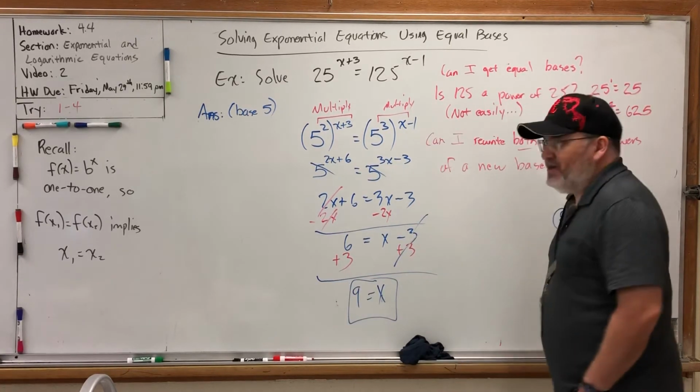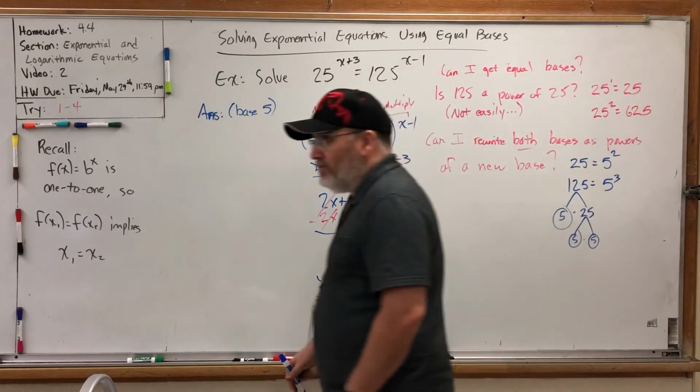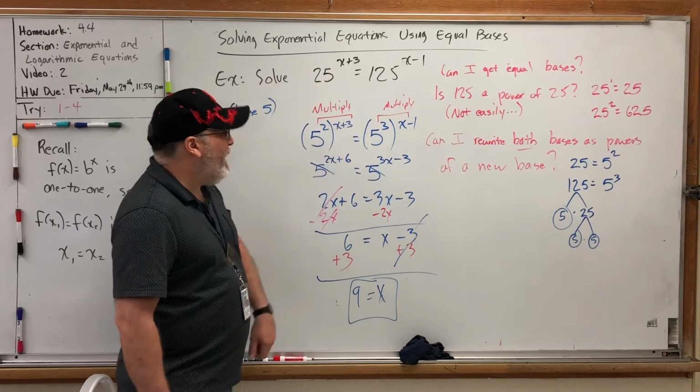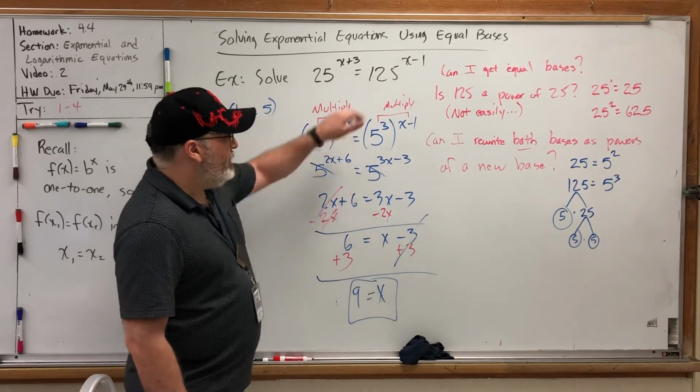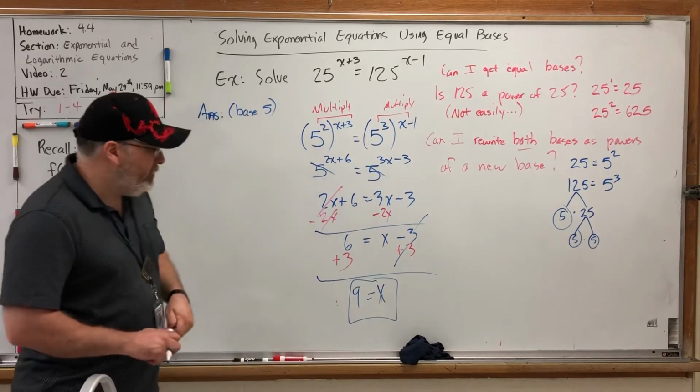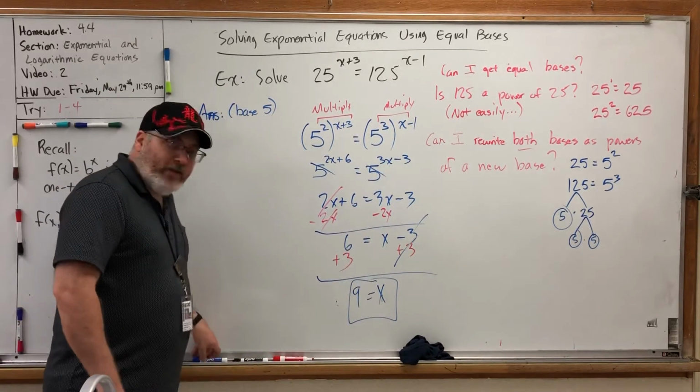You could actually check it by going back to the original, but I would have a calculator handy. The claim is 25 to the 12th power, that's 9 plus 3, equals 125 to the 8th power, that's 9 minus 1. You can check both in a calculator, and they should be equal.